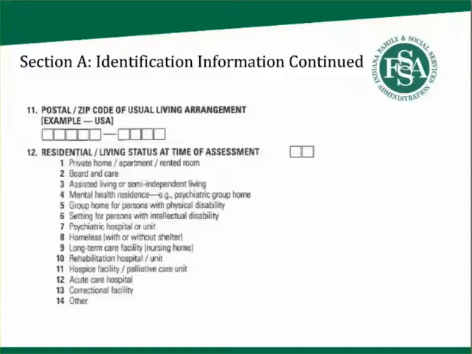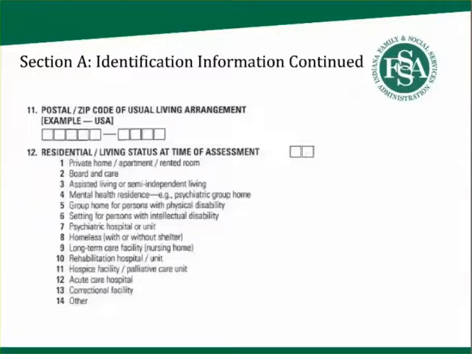In A11, you're just entering the zip code. A12 is residential living status at time of the assessment. This is the person's living arrangement at the time of the current assessment. Not all of these options listed here may apply with our home and community-based settings. So the settings that are more significant to the community-based settings are going to be number 1, the private home, apartment, or the rented room.